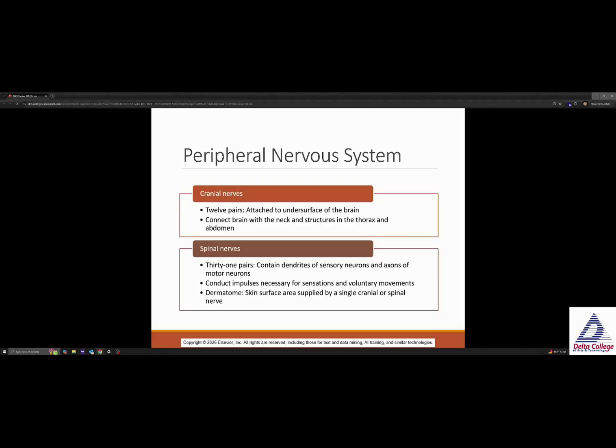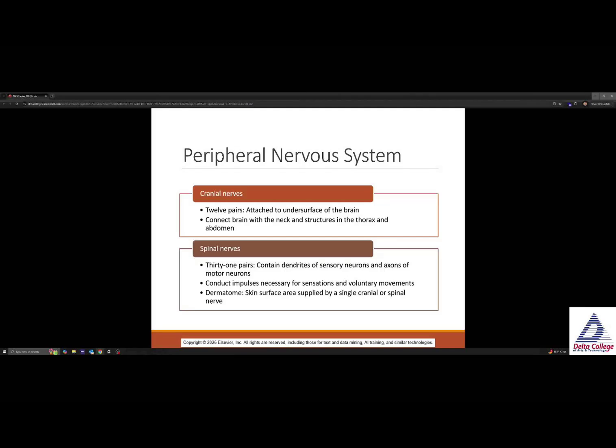Now let's go into the peripheral nervous system some more. So cranial nerves, you have 12 pairs of cranial nerves. These are attached to the undersurface of the brain. They connect the brain with the neck and structures in the thorax and abdomen.